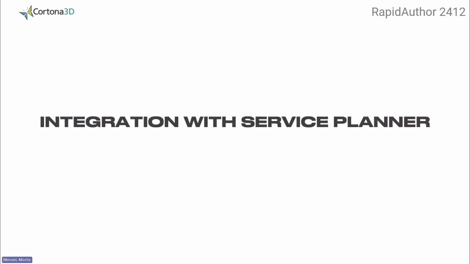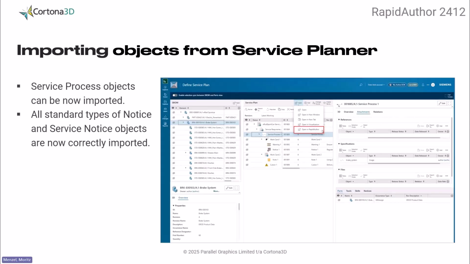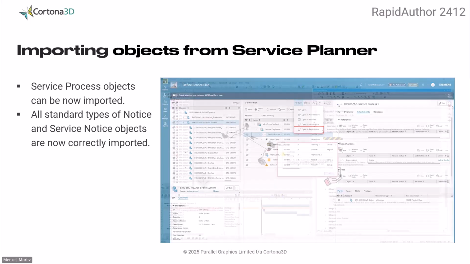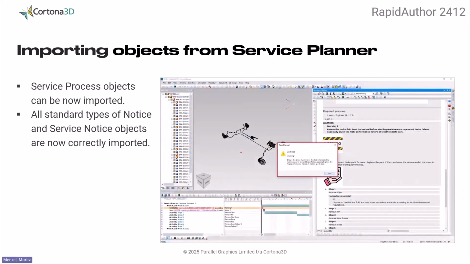And as mentioned, similar to how we import the bill of process from EasyPlan, we can also do that with Service Planner, and some of you are already making use of this functionality. In this release, we have included quite a few improvements for our Service Planner integration. First, we now also support import of service process objects. And additionally, all standard types of notice and service notice objects are now correctly imported.